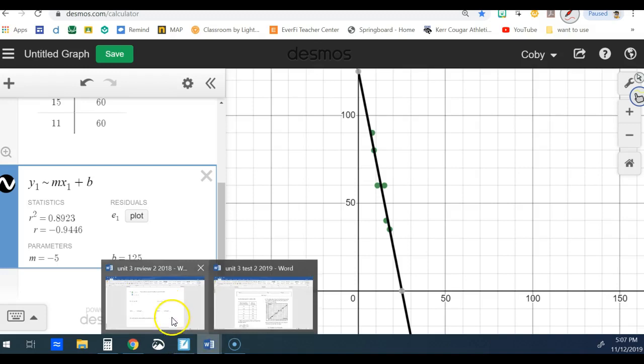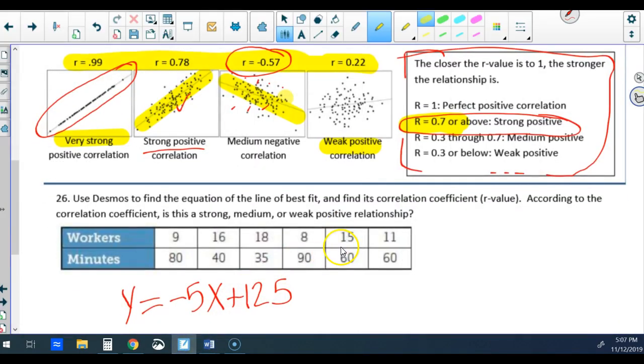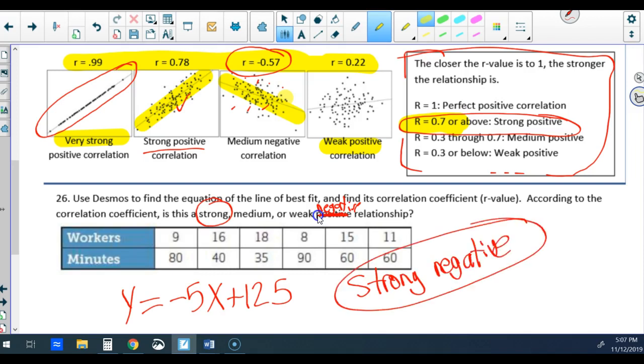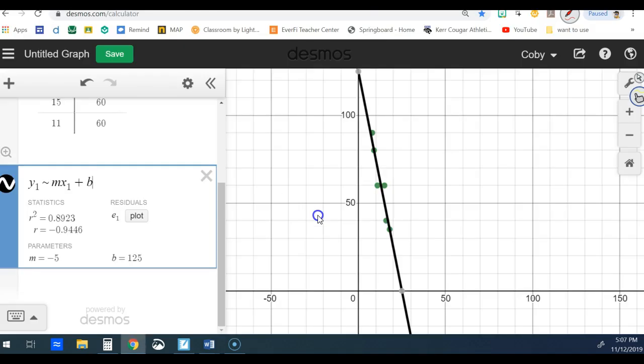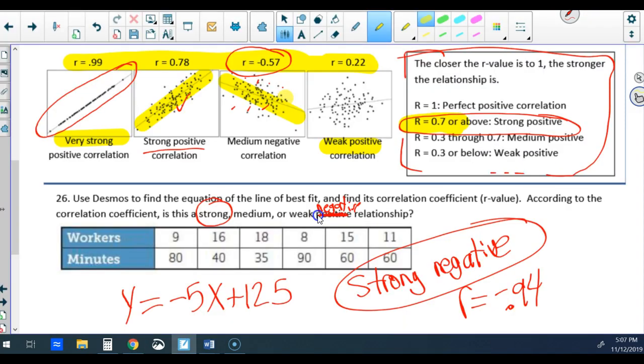So go back to here, and I'll have to fix this. Good thing I haven't made copies yet. This is a strong negative correlation based on our r value of -0.94. So -0.94 gives us a strong negative. If it were positive 0.94, it'd be a strong positive.